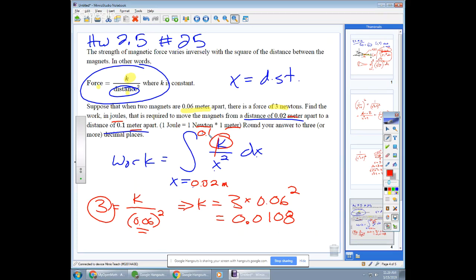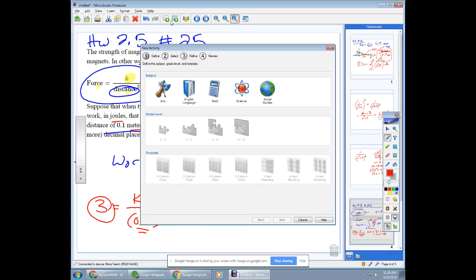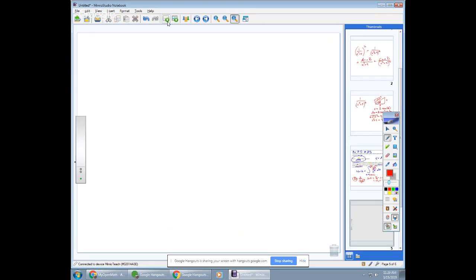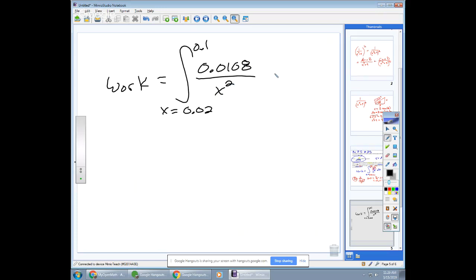And again, the setup is the hardest part of this. So here's what I think I have on a new page. Ooh, wrong button. There we go. I think that the work is going to be found in this case by integrating as x goes from 0.02 meters to 1/10 of a meter, of 0.0108 for k over x squared dx. And I think you guys got it from there.